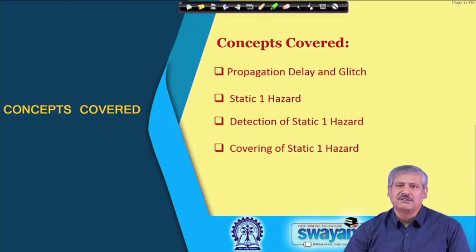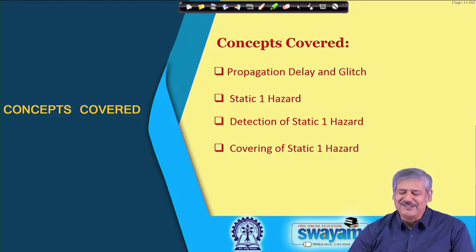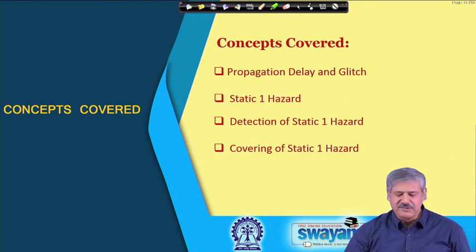In this particular class we shall look at some of the practical issues associated with logic circuit implementation, and for that how we modify the circuit, which may be more costly in terms of the hardware used, the way we have defined cost, but it saves the day. It helps in overcoming some of the inherent problems associated with the logic circuit. And the concepts to be covered are related to propagation delay and the glitch that is formed, and we shall dwell on static one hazard in today's class.